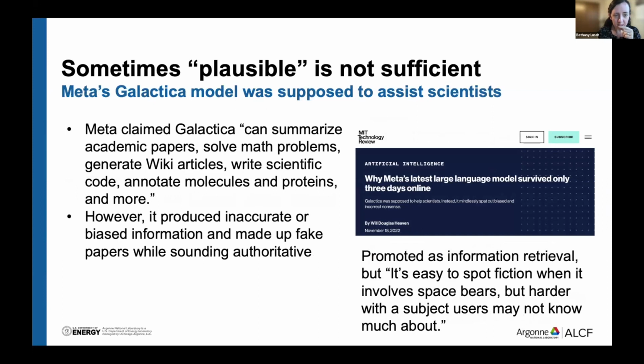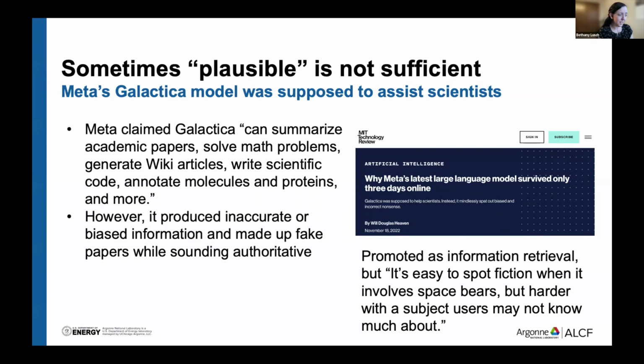And finally, there's Meta's Galactica model, which was supposed to help scientists. They claimed it could do things like summarize academic papers, solve math problems, and so forth. But it produced lots of inaccurate or biased information, or made up fake papers, but of course would sound authoritative. So a quote from this article: "It's easy to spot fiction when it involves space bears, but harder with a subject users may not know much about."